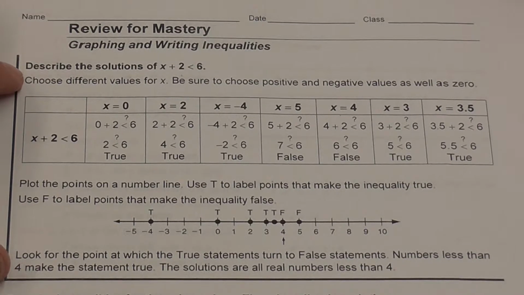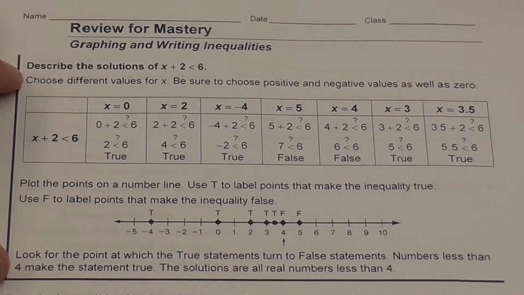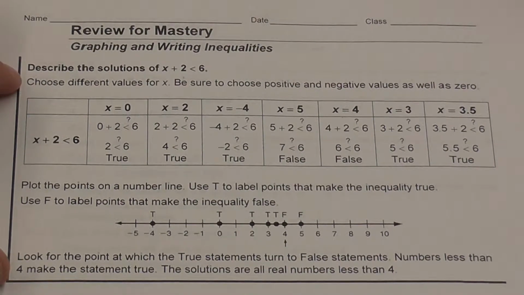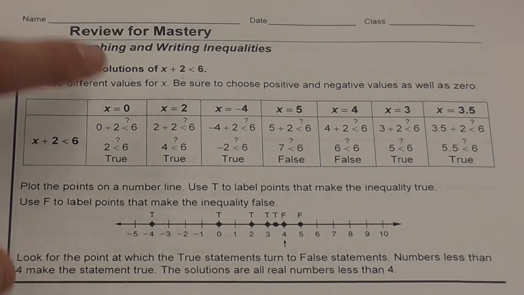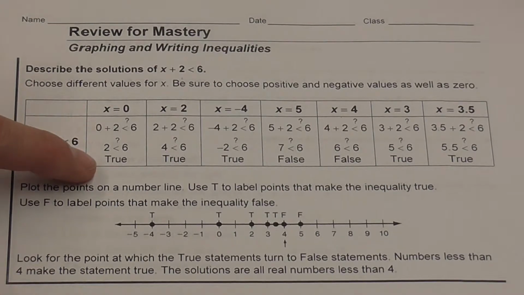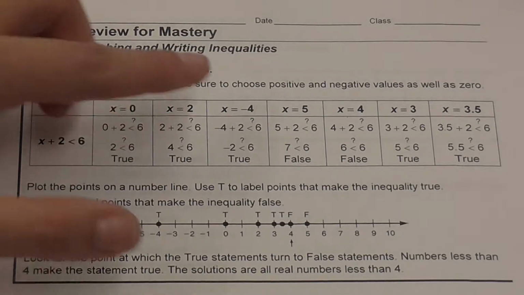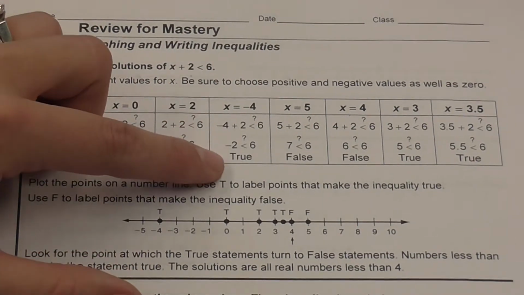So one way you could do it is to choose a whole bunch of different values for x. So choose positive numbers and negative numbers, decimals and whole numbers, and you plug in all those different values. When we plug in 0, we would get 2 is less than 6, that's a true statement. When we plug in 2, I get 4 is less than 6, that's true as well. When I plug in negative 4, that's a true statement.